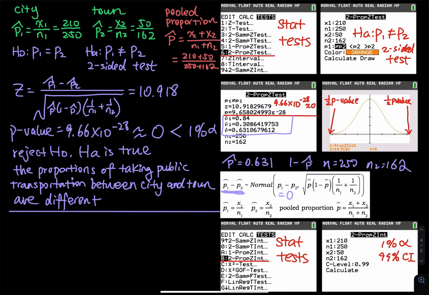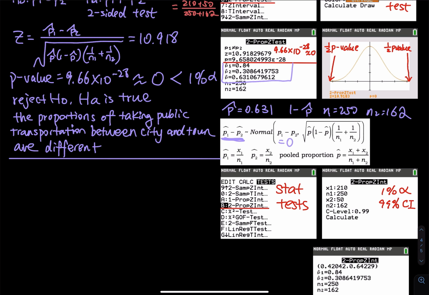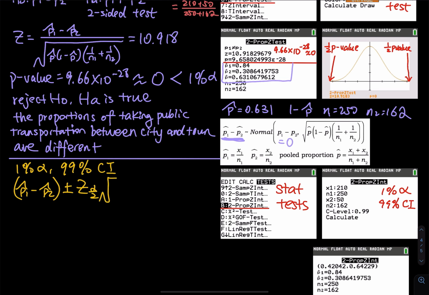Let's move on to the confidence interval. So we have 1% alpha, right? Since alpha is 1%, then we are conducting a 99% confidence interval. The formula is P1 hat minus P2 hat, plus or minus Z alpha divided by 2, and then the square root. This is not the square root you see in the previous problem. This is P1 hat, 1 minus itself, divided by n1, plus P2 hat, 1 minus P2 hat. Some textbooks call this a Q2, divided by n2.